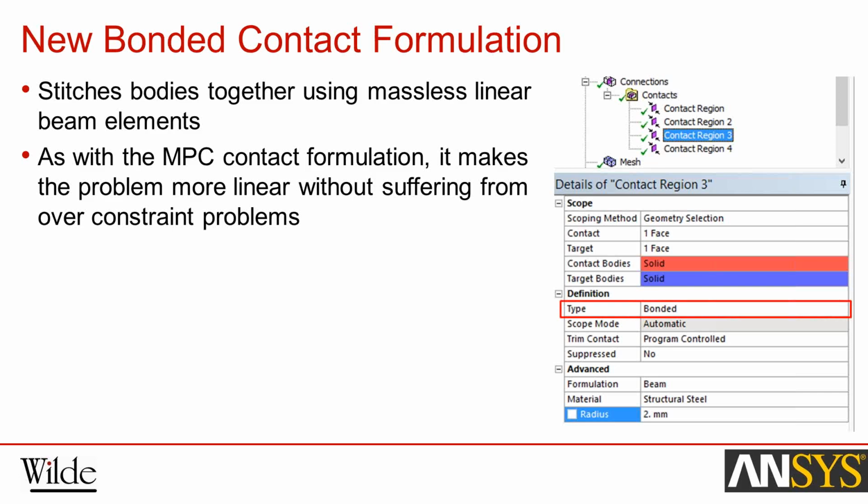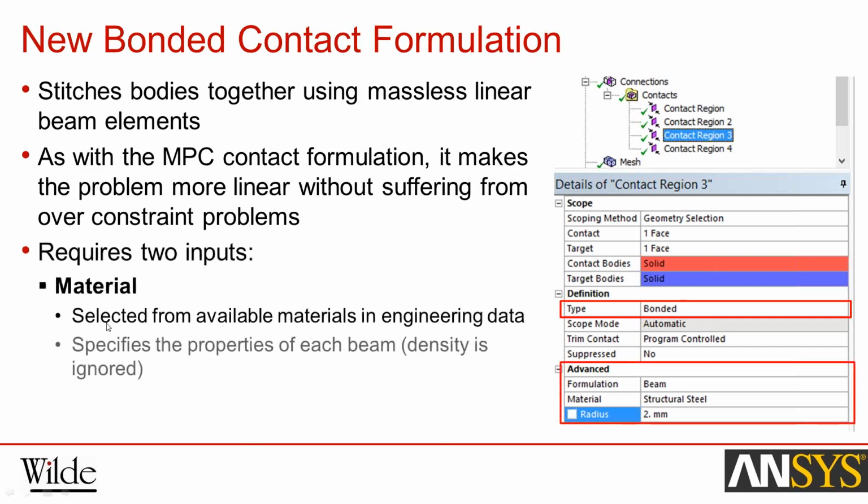The last slide in our contact section shows a new formulation that is available to us for the bonded contact type. The beam option allows you to stitch bodies together using massless linear beam elements. The option requires 2 inputs: the material definition, which can be selected from the materials available in the engineering data, and the radius of the beam should also be selected.